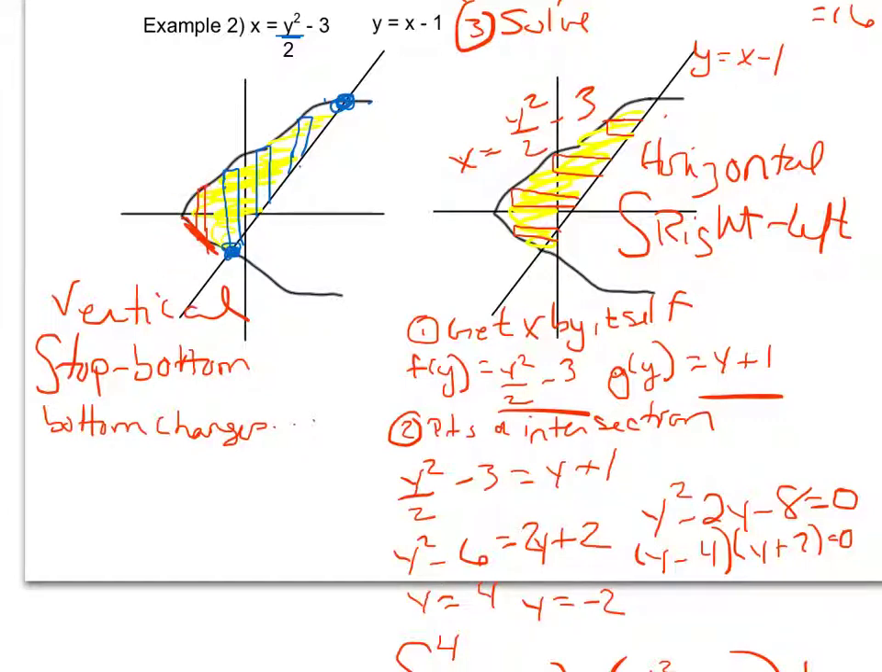Another thing to look for with the difference between horizontal and vertical, sometimes you'll think that vertical is going to be easier and realize you have to set up multiple integrals. And that also might be a clue that horizontal may be easier because you may only have to set up one integral with horizontal.